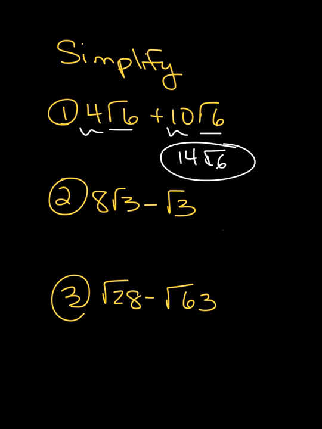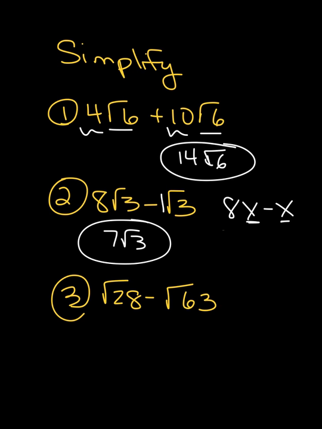In number 2, I have 8 root 3 minus root 3. So like I said, this is almost like taking 8x minus x. I would just subtract my coefficients and my variables would stay the same. So it's the same thing here. 8, this is really a 1 here. 8 minus 1 gives me 7 root 3, which is my final answer.